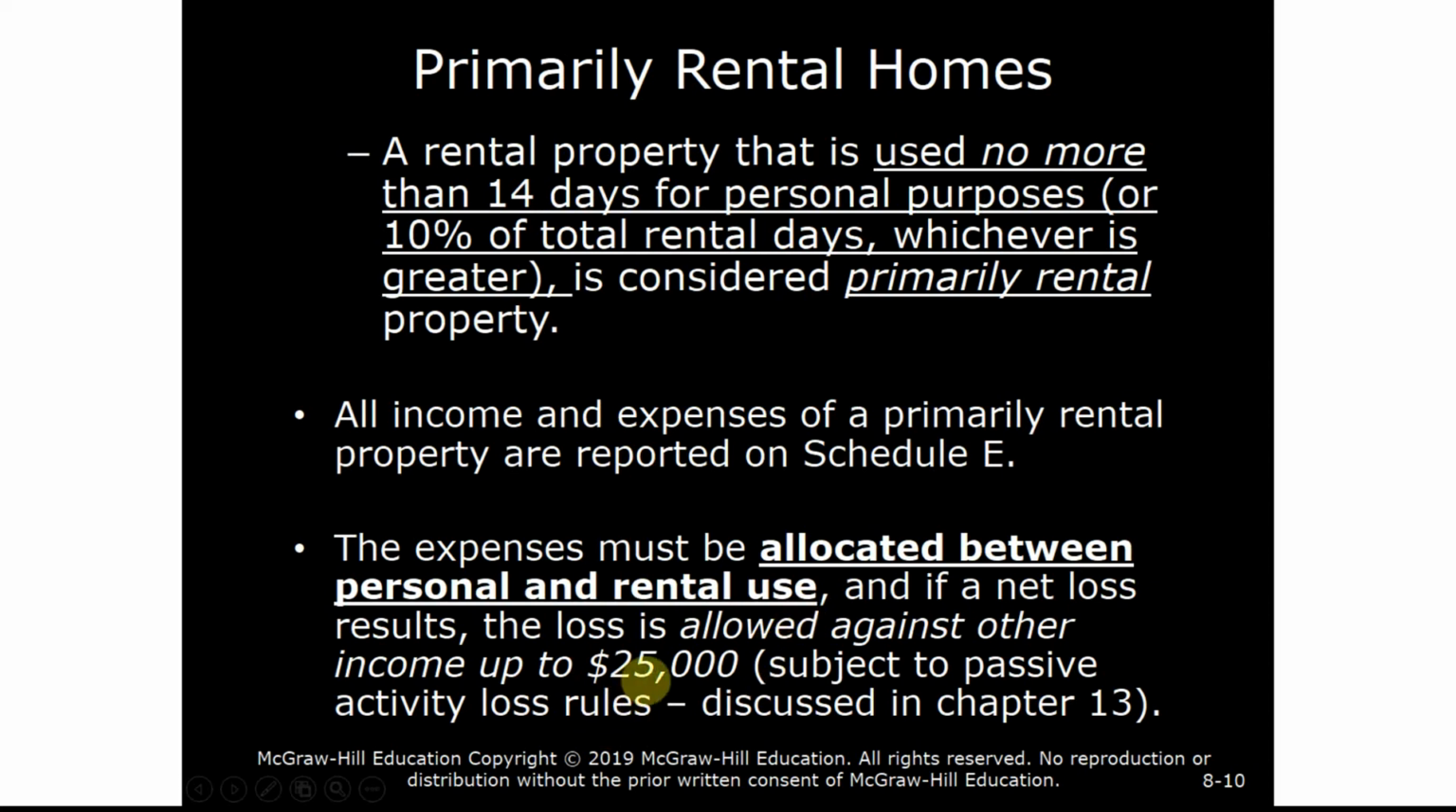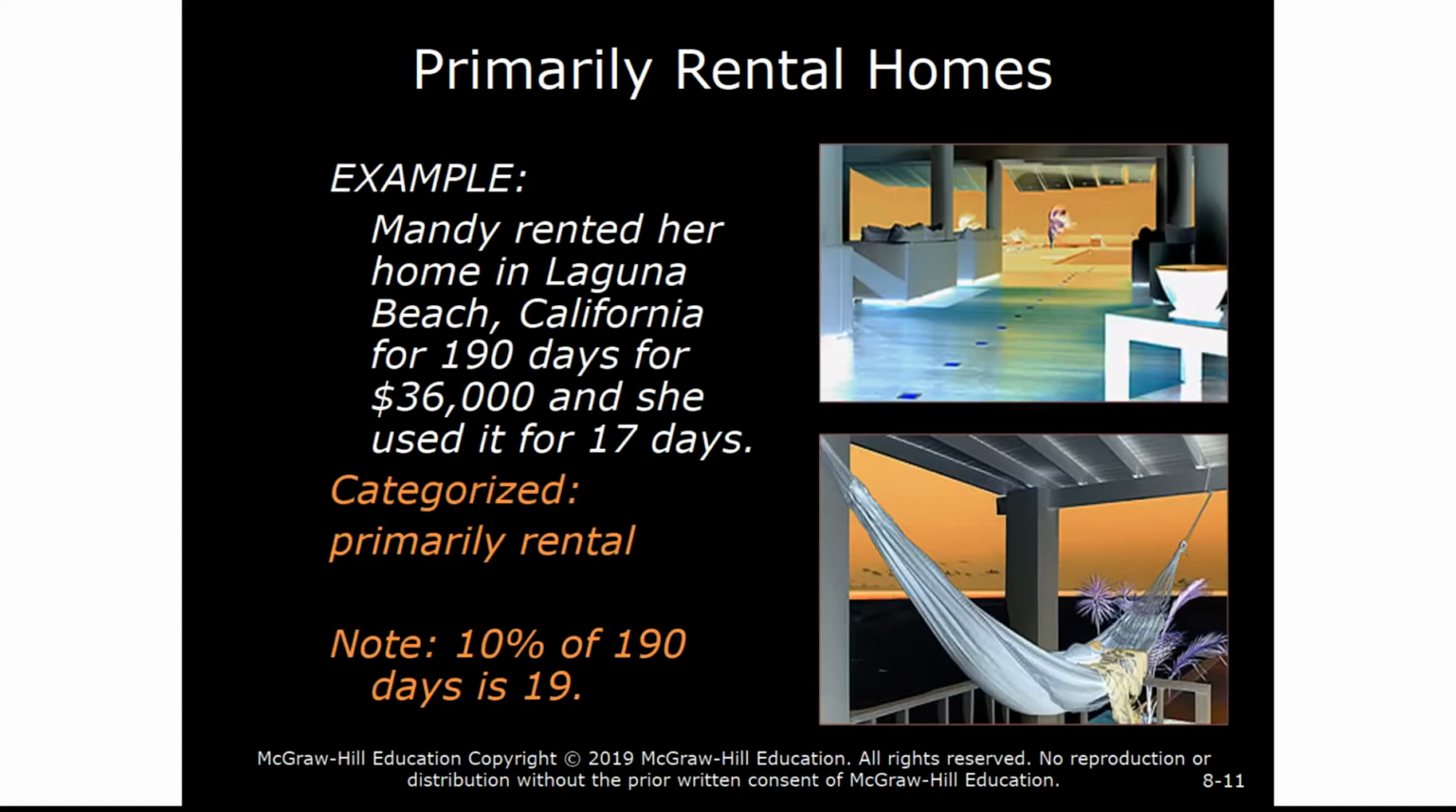Otherwise, without this exception, any passive losses incurred on renting vacation homes can only be used to offset passive gains. We'll discuss the passive activity loss rules more fully in Chapter 13. For our purposes in Chapter 8, we're going to focus on how to determine whether the property is primarily personal, primarily rental, or personal rental, and then how to account for it.